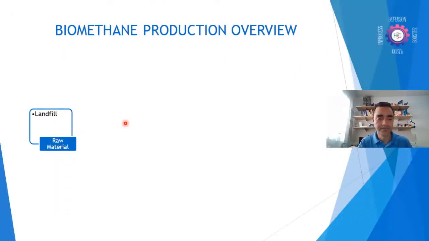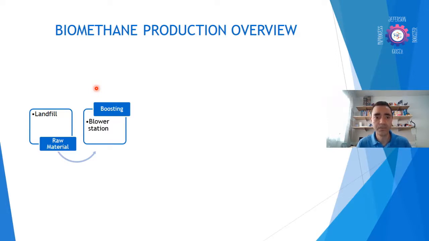That said, we need to take the gas from the landfill. For the gas from the landfill, we use blowers. A blower is a type of compressor, but one where the differential pressure between the suction and the discharge is much smaller compared to a standard compressor. So a blower usually increases the pressure from 0.2 up to 1 bar of differential pressure.